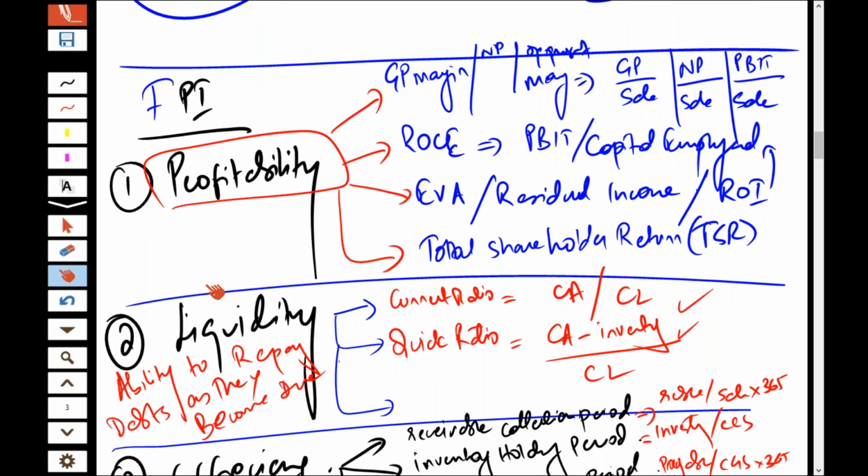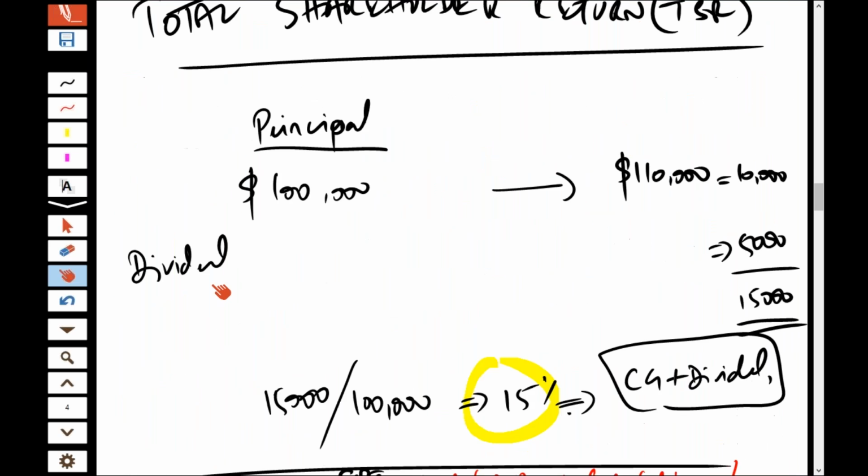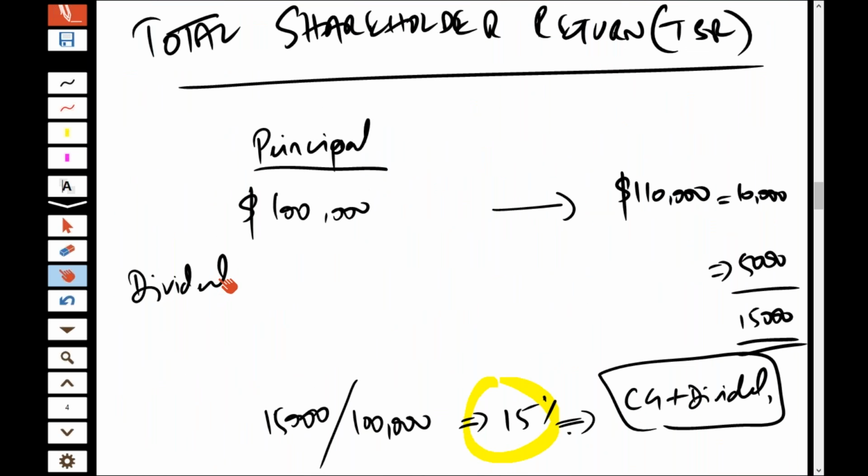Can I know the formula of TSR, please? Yes, sure, why not? TSR actually tells you the total shareholder return. A shareholder can get the return in the form of capital gain. A shareholder can get the return in the form of dividends.